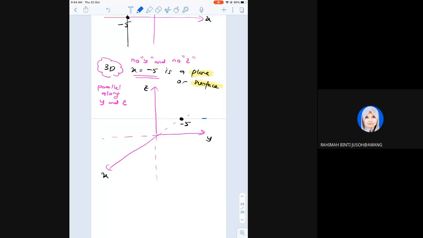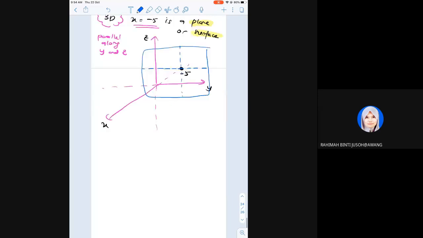We make the trace first. Parallel along Y, like that. Okay, and then parallel along Z, like this. Okay, and next, we just continue. Complete the plane, just like that. So this is the plane of x equals to -5, parallel along Y and Z.